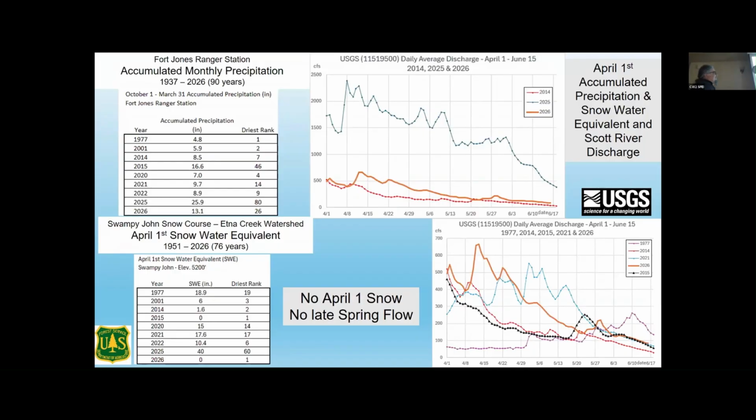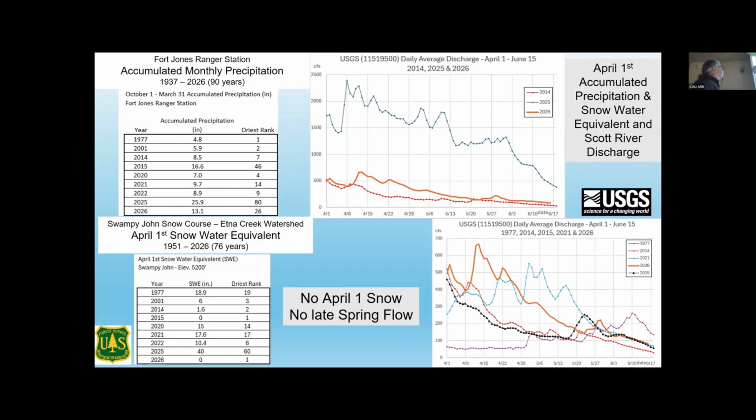And this is a little digression that I put together recently. We're looking at 2026, which, as I think most people here know, is a challenging year. And I didn't really feel in winter that it was going to be as challenging as it turned out to be. And here's a couple examples of those long-term data sets that we have in the Scott River.